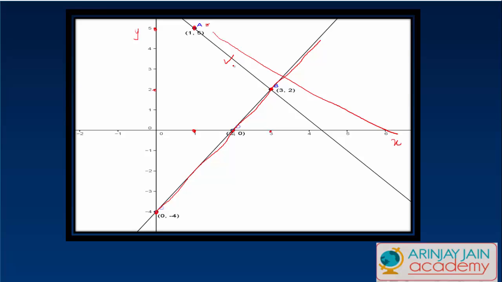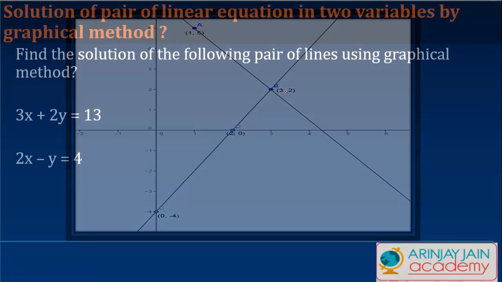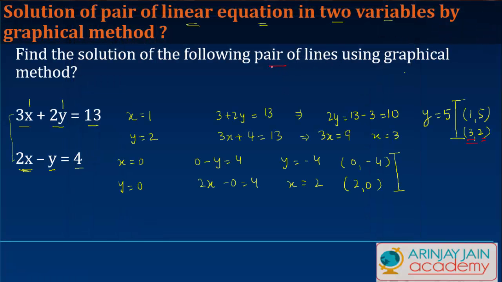The point of intersection of line AB, which is this one, and let me call this CD, which is this one, is the solution of these two lines. If I take that point to the y-axis, it takes me to point 2, so I take the value as 2. If I draw a line towards the x-axis, the value is 3. So 3, 2 is the solution to this pair of lines.